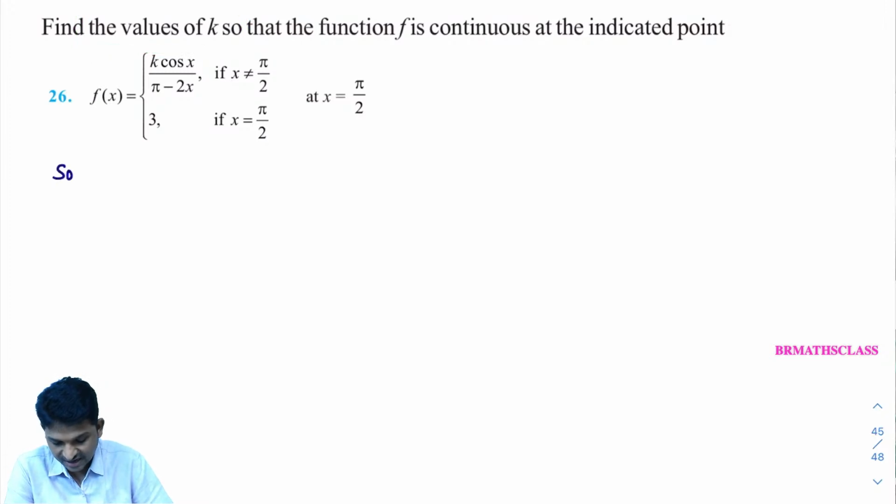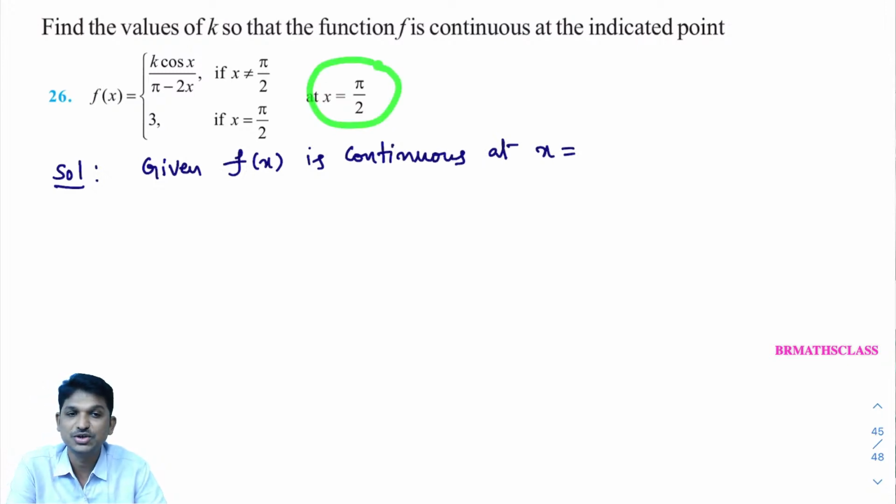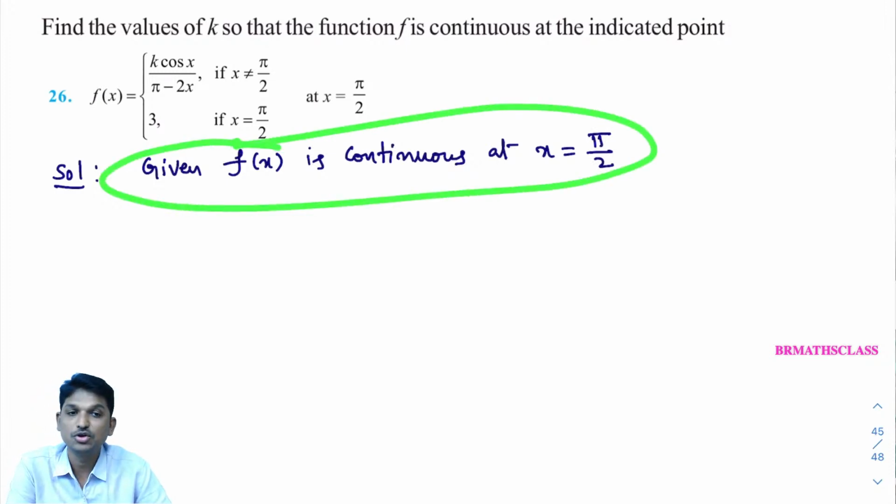Okay, first thing, I'll write the given information. What is the given information? Given: f of x is continuous. At what point have they given? Look here, the indicated point. They have given that this function is continuous at x equal to pi by 2. So I'll write that this function is continuous at x equal to pi by 2.